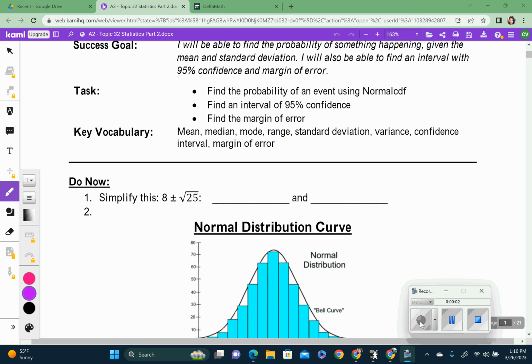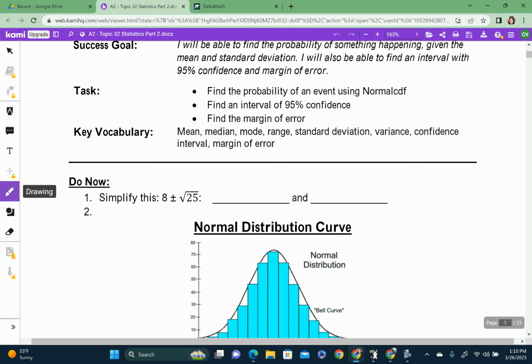So low-key, this is the last major topic that you're going to need to know before the Regents and before we start test prep and going over stuff that we've done before to make sure that you understand it better. So this is statistics part 2, okay? So we're going to find a couple of things.